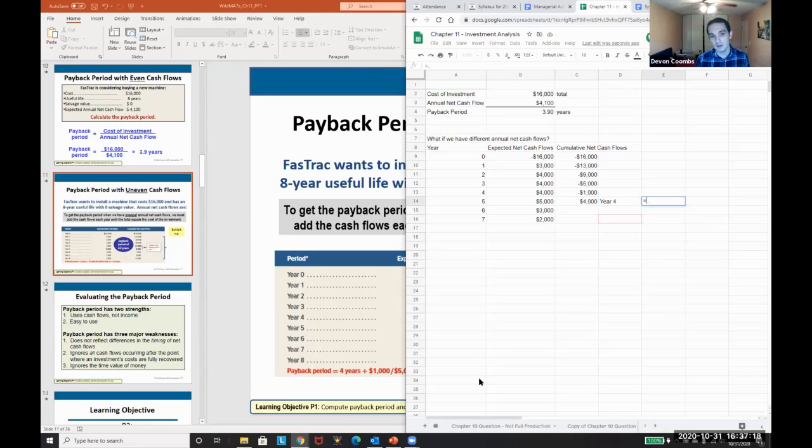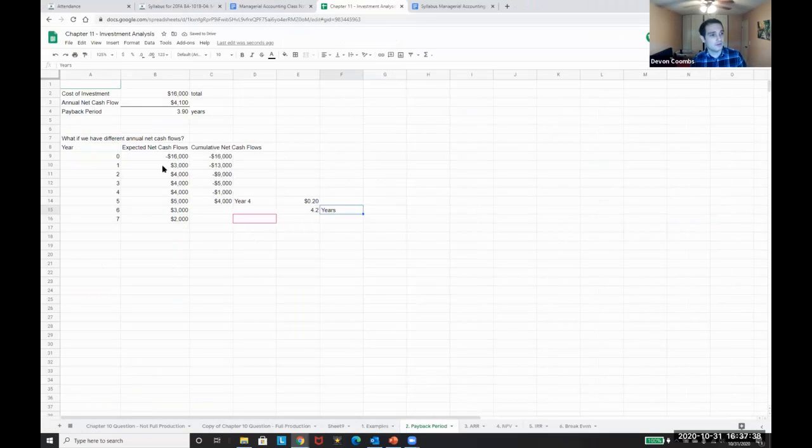All we do here is we know it happened at $1,000, and then we divide that by the 5,000 to get our 0.2. Here we go, 0.2. And so the 4.2 would be years. So it would take 4.2 years using this uneven cash flow. And that's what you'll need to do. Make sure that when you're in a quiz, you don't simplify it and take some average method here. You have to go year by year.